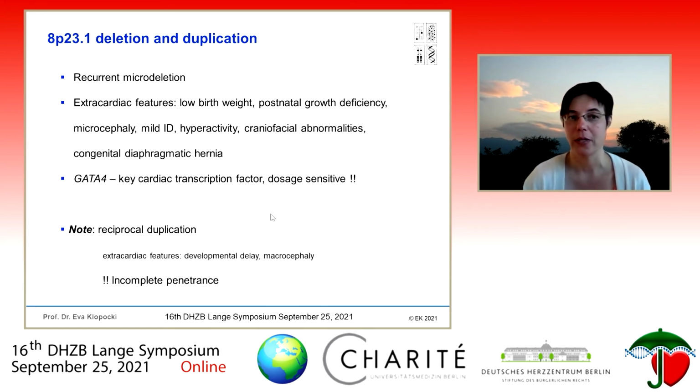I'm running out of time, so I just briefly want to mention another phenomenon with those recurrent CNVs. You can have reciprocal CNVs, so you can have a microdeletion or a microduplication at the same locus, and they might share certain features, but they also differ. One example for this is 8p23.1, including the GATA4 gene, which is dosage sensitive. So there we can have both microdeletion and microduplications. And to note here, the duplication has a milder phenotype and shows incomplete penetrance.